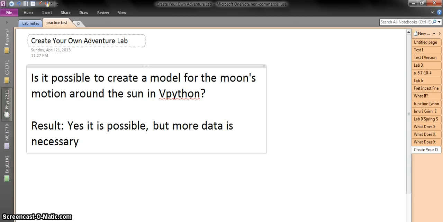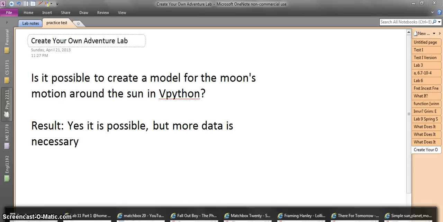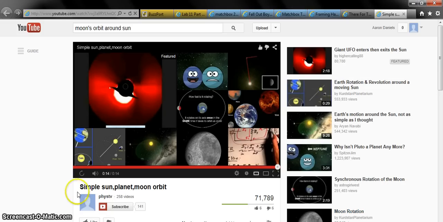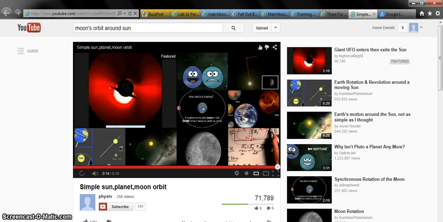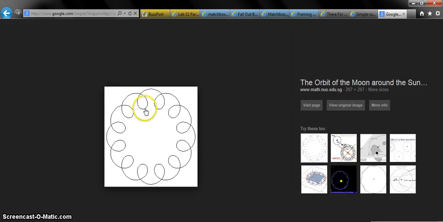I was inspired by this YouTube video. Which would lead you to believe that the path of the lunar orbit looked something like this. So instead, I decided to model this and see if this was true for myself. I found out that the lunar orbit does not look like this, and in fact looks completely different.